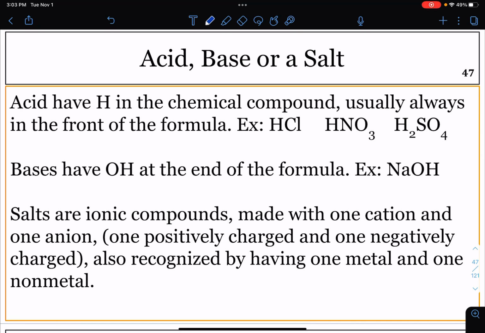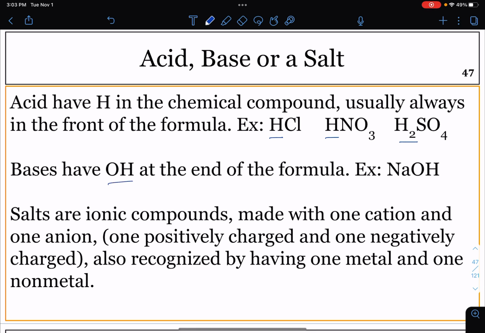In summary, acids have a hydrogen in the chemical compound, and almost always it's leading the chemical formula. So you can recognize an acid by seeing that there's a hydrogen in front. Either 1, 2, or 3 hydrogens, it doesn't matter as long as you have some hydrogens in the front. That typically means this is an acid.